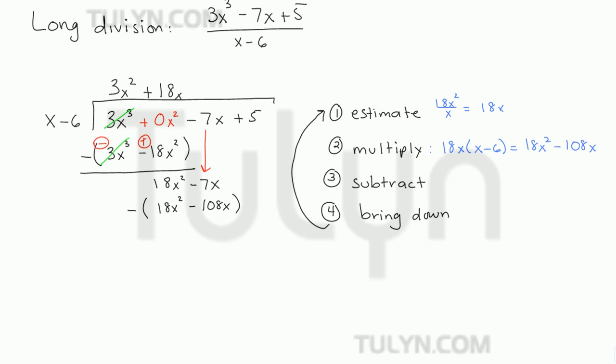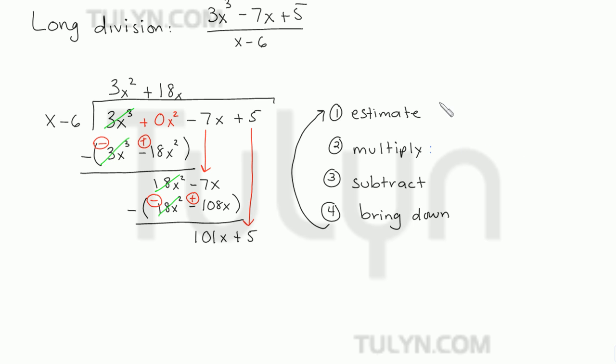And then when we subtract, what that's going to do is turn this sign negative and this sign positive. So when we combine, the 18x squareds are going to cancel out, which is what we wanted. And then we have negative 7x plus 108x, which is going to give us positive 101x. And then step 4 is to bring down that last term, which is just a 5. So now, since we're not done, 101x plus 5 can go into x minus 6, we have to do this again.